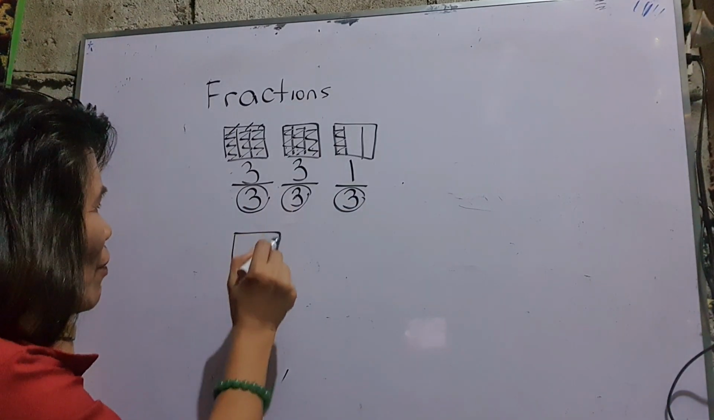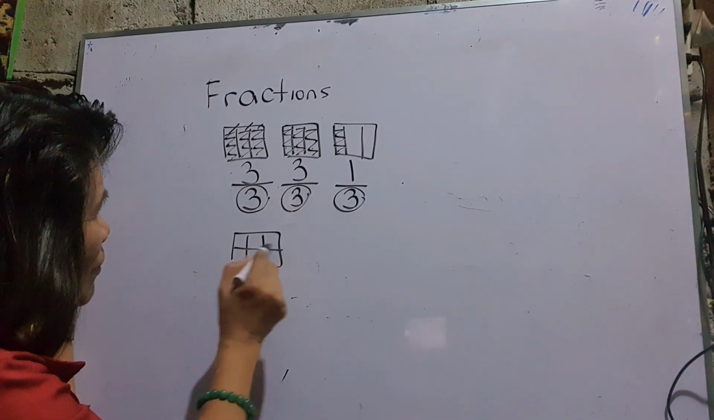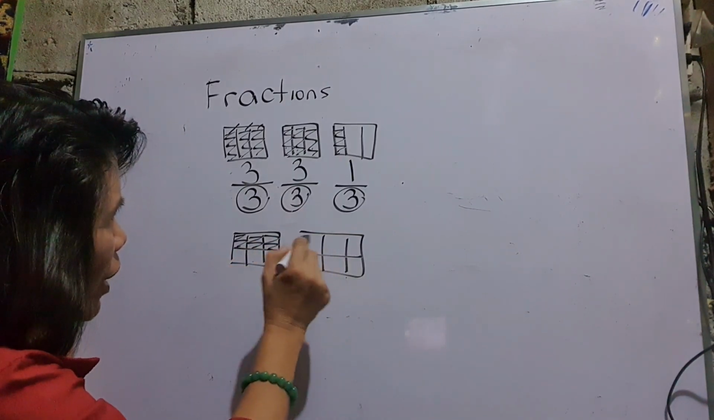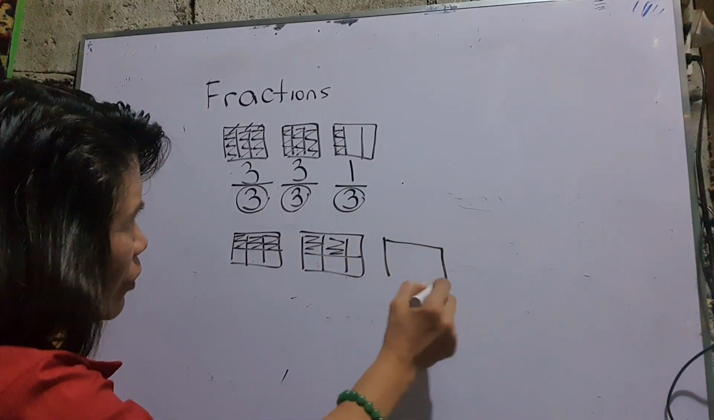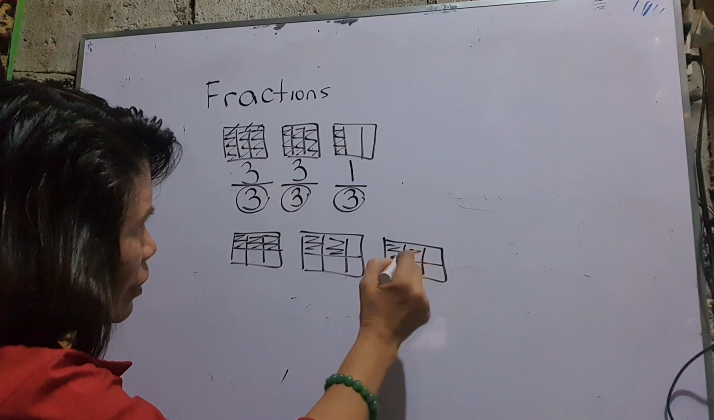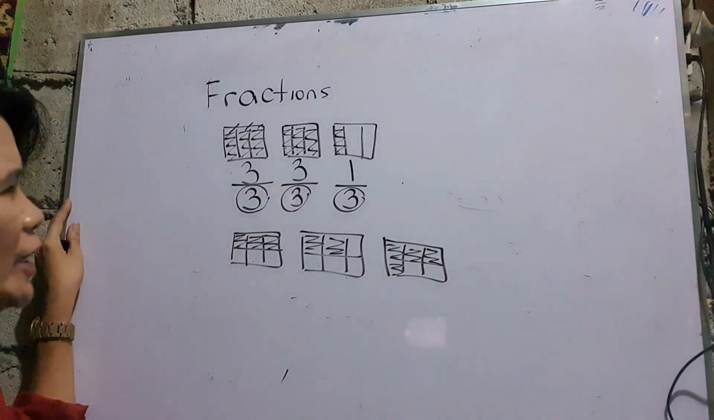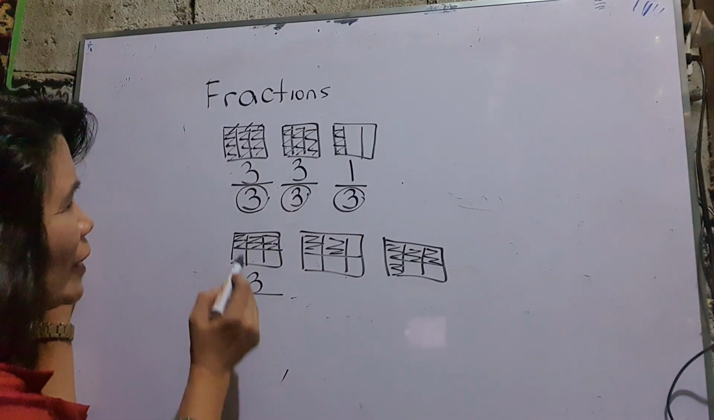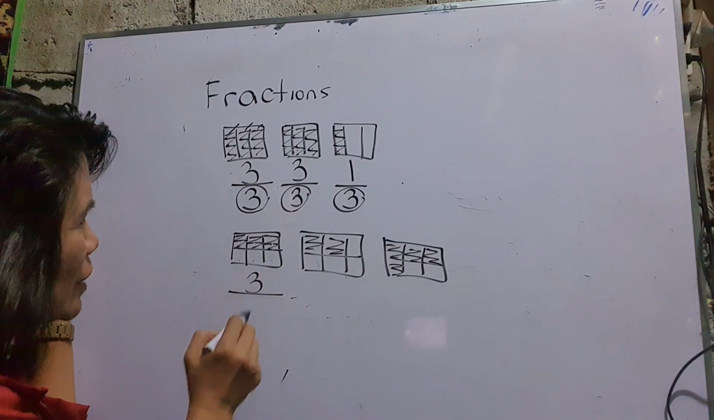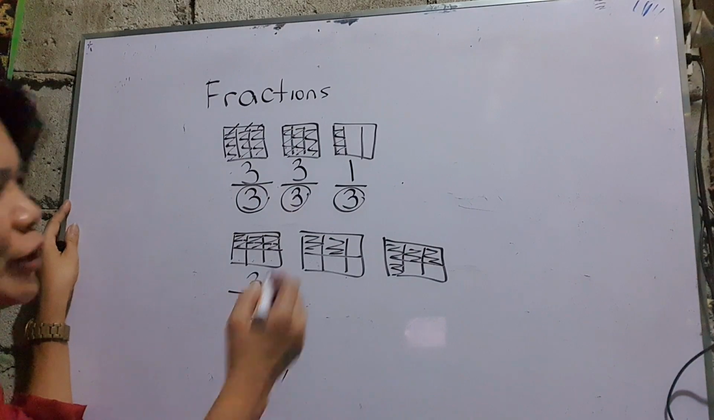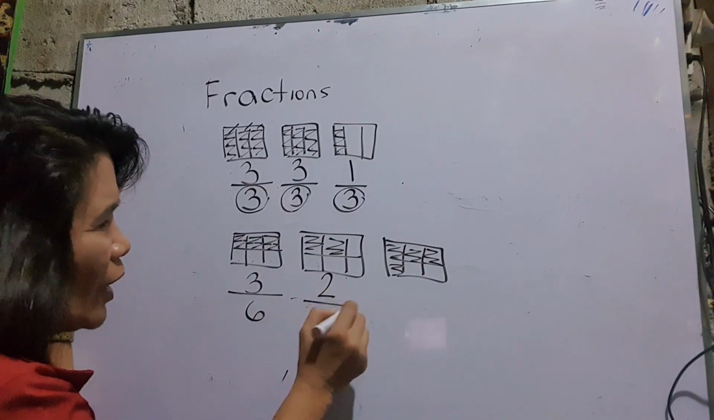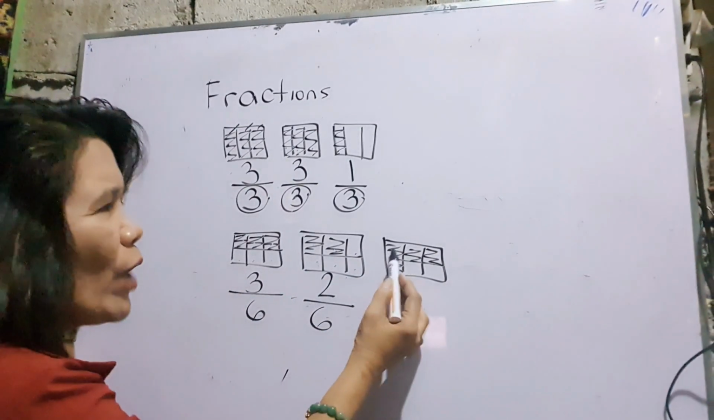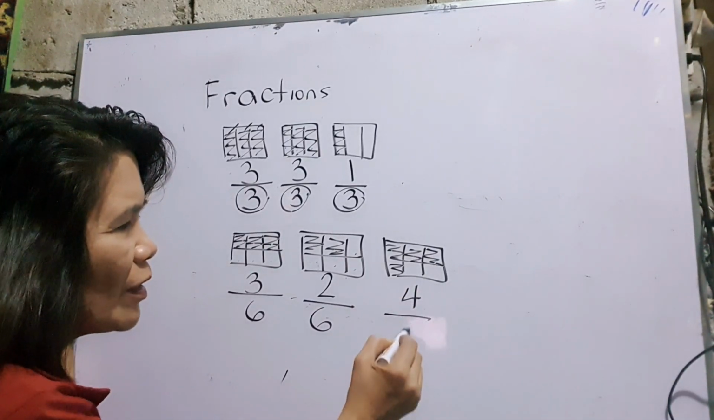Dito rin, let's say, halimbawa, meron tayo dito 1, 2, 3. And then here we have 1, 2. Ito naman, we have 1, 2, 3, 4. Okay, so tingnan natin. 1, 2, 3, tatlo ang may kulay. Ilan sila lahat? 1, 2, 3, 4, 5, 6. Six sila lahat. Dito naman, ilang may kulay? Isa, dalawa. Ilan sila lahat? 1, 2, 3, 4, 5, 6. Dito, 1, 2, 3, 4. Four ang may kulay, six sila lahat.